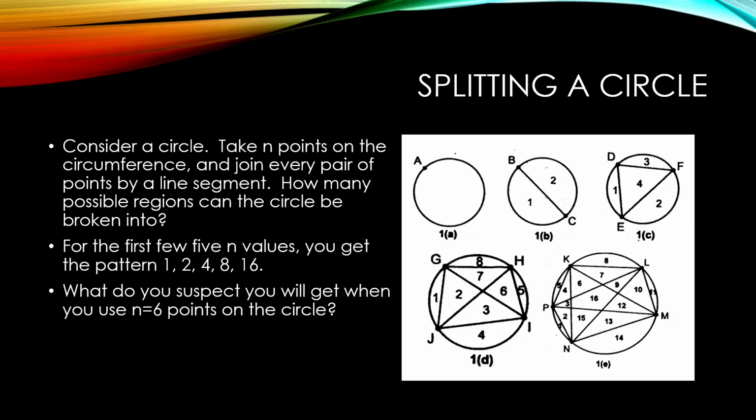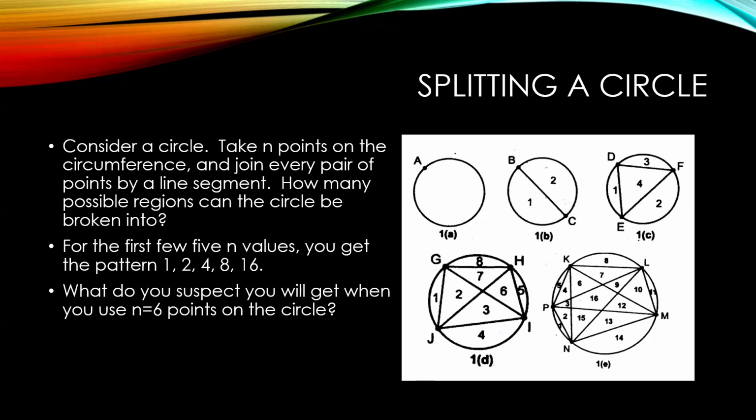And so, consider a circle, take n points on the circumference, and join every pair of points by a line segment. And so, we can see here we have 1 point. There's nothing to make a line segment with. Here we can see 2 points, and we make a line segment across, and we've divided it into 2 regions. When we have 3 points on the circle, well, we have 4 regions. When we have 4 points, we end up with 8 total regions, and so on.